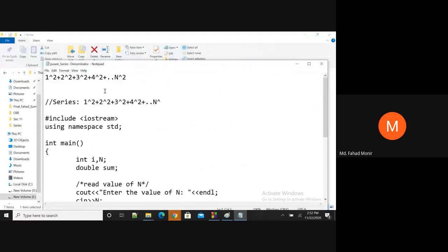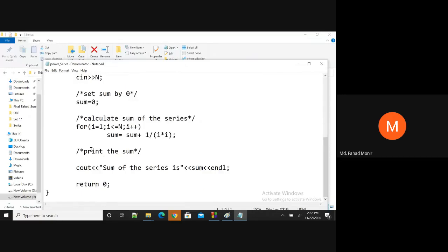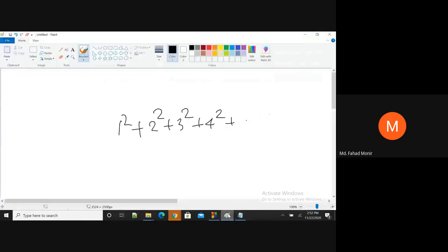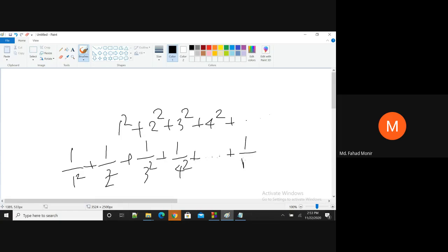Now the next one, sorry, here we made a mistake. This is not 1, this will be 1 divided by 1 square, 1 divided by 2 square, 1 divided by 3 square, 1 divided by 4 square, and plus 1 divided by n square. So আমরা যদি এটা পারি তাহলে আমরা এটাও করতে পারবো না? 1 divided by 1 square plus 1 divided by 2 square plus 1 divided by 3 square plus 1 divided by 4 square plus dot dot dot plus 1 divided by n square.